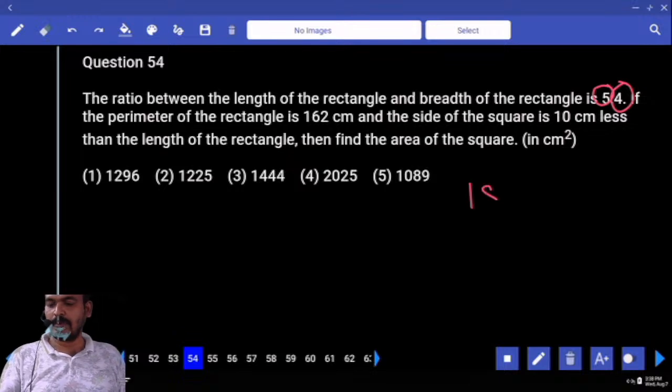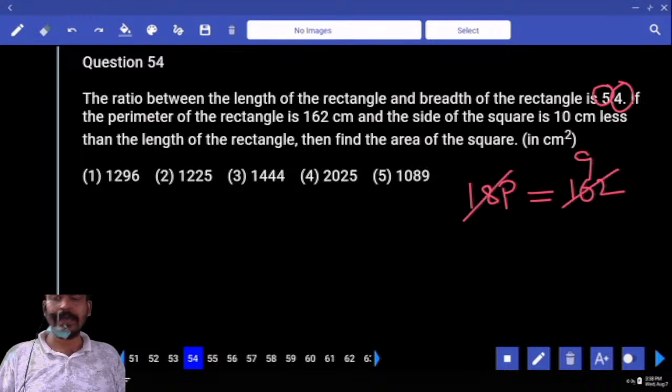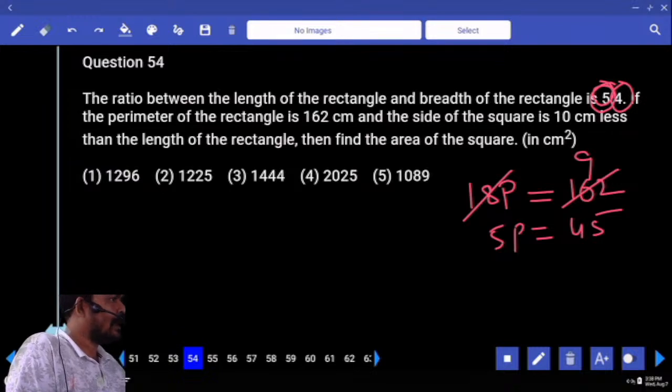2 of L plus B, how many parts? 18 parts. What is the value of 18 parts? 162. Every one part is 9. Then the length of the rectangle is 5 parts. 5 parts is how much? 45. That is the length of the rectangle.